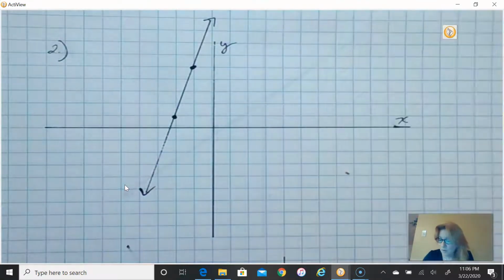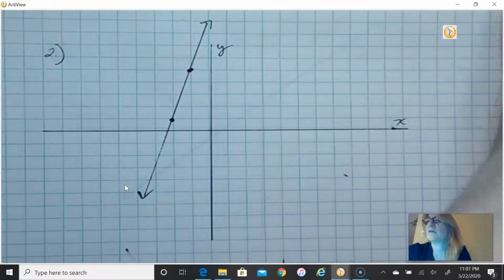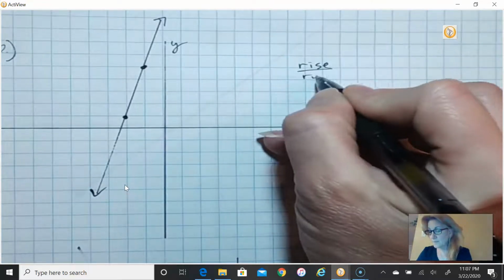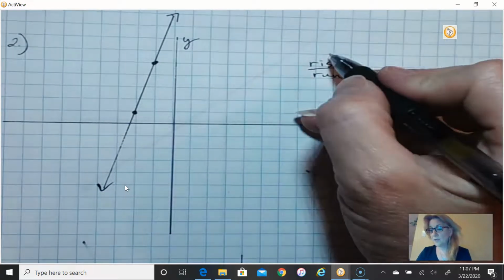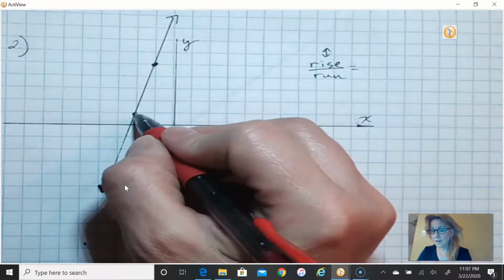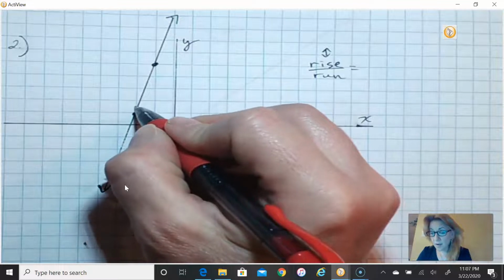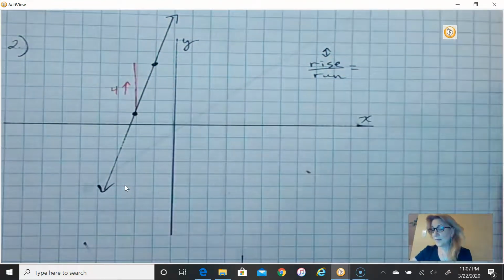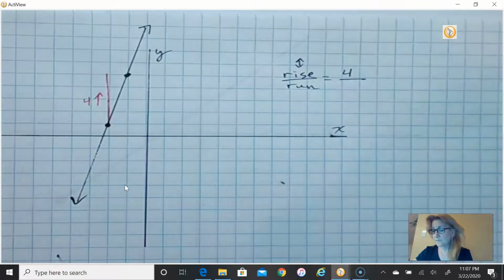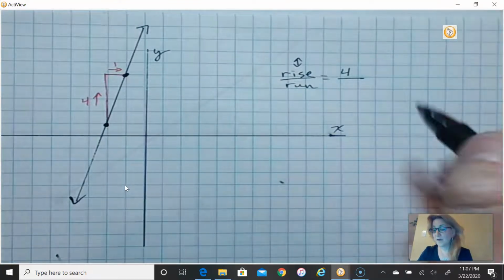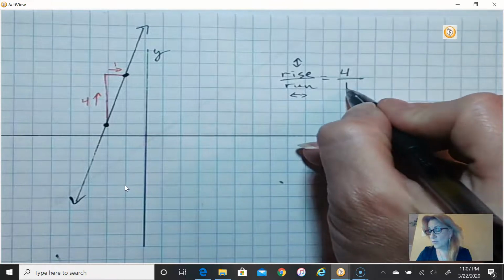Okay? So remember, there's my homework. Remember, it's rise over run. So we're going to go up and down first. We can start right here at this dot, and we want to go to this one. So I'm going to go up 1, 2, 3, 4. So I went up 4. That means it's positive if I go up. Then I go right 1. Right is also positive. So your run is 1.